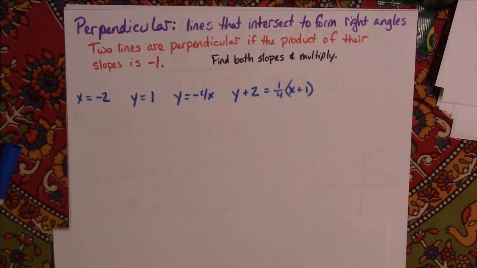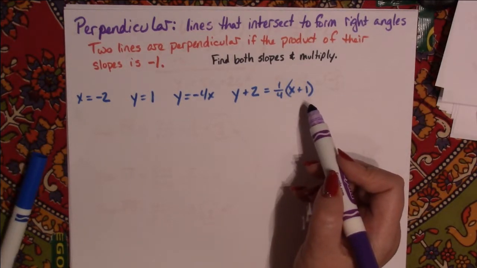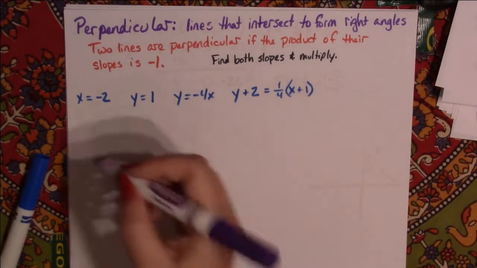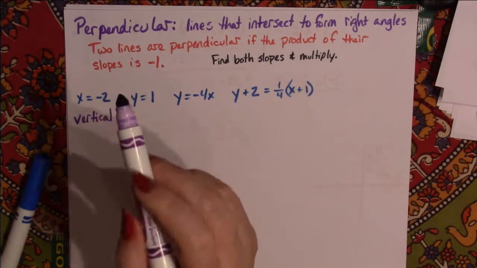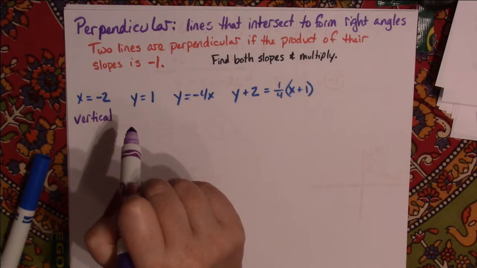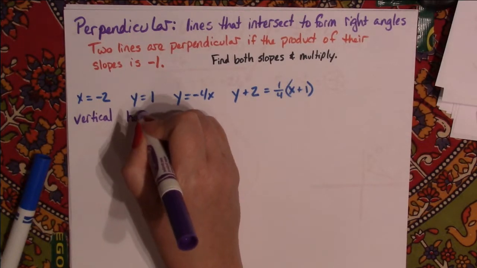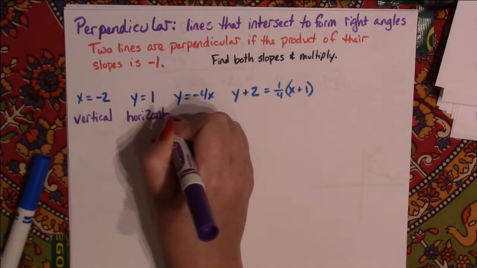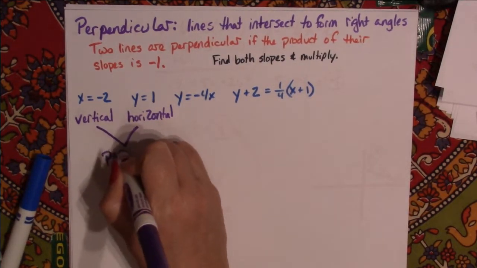So let's look at the lines that they give us and see if we can identify the slopes. This is a vertical line. All of the points on the line, x is -2. This is a horizontal line, which means these are perpendicular.